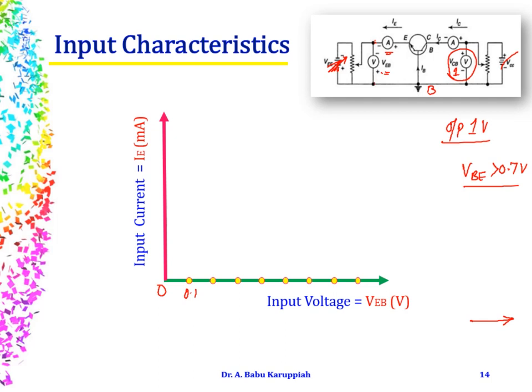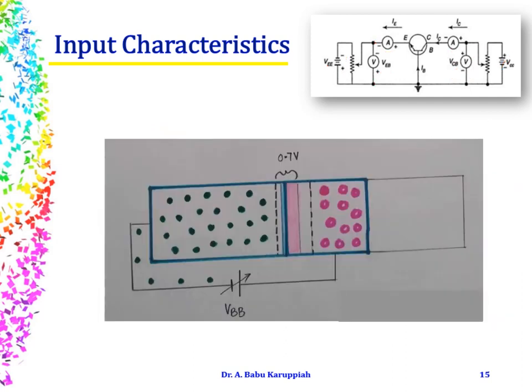This we have already known. Fine. So at 0.1, there will not be any current. So the current is going to be 0. When it is 0.2, the output voltage is VCB. When it is 0.2, still there is not going to be current. For 0.3, 0.4, 0.5 and 0.6, you will not have any current.